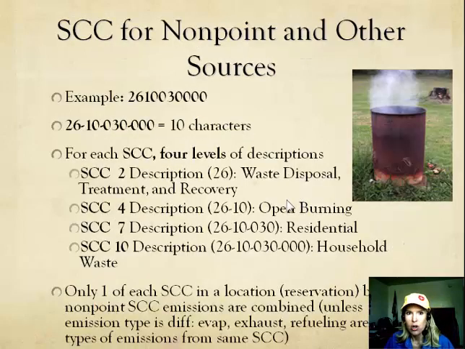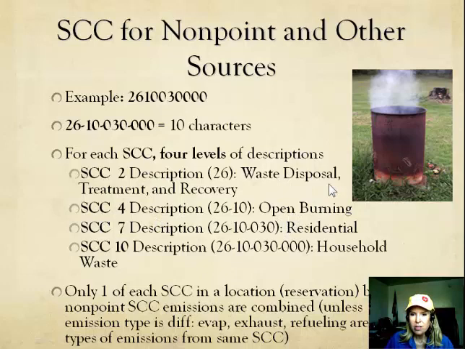Looking at source classification codes for all types of sources other than point, so that's non-point, on-road, off-road, etc. These have 10 digits because there's so many more of them. The first 2 digits, the SCC level 2 in this case, we're looking at burn barrels, and 26 signifies waste disposal, treatment, and recovery types of processes. Then the next 2 digits, 10, that takes us to the source classification code level 4, which just means the first 4 digits.